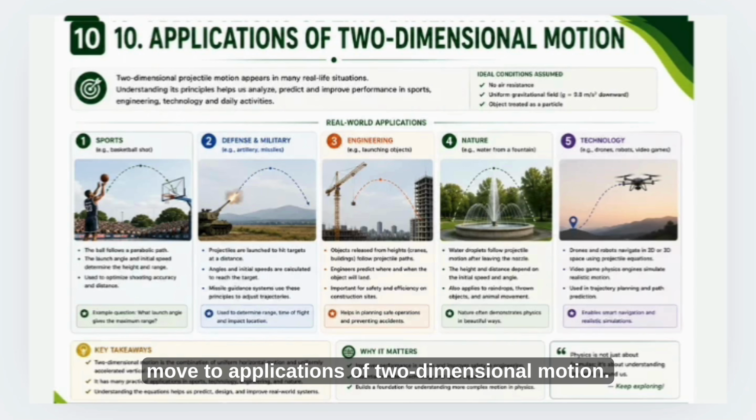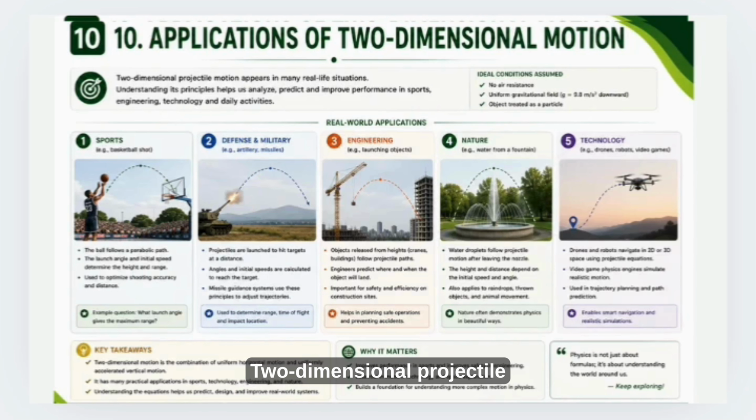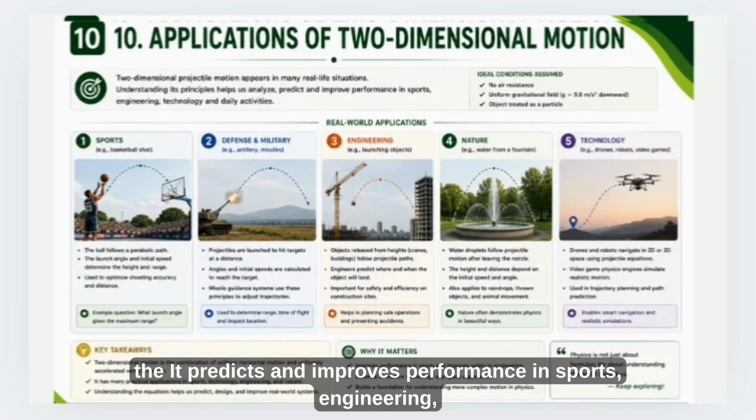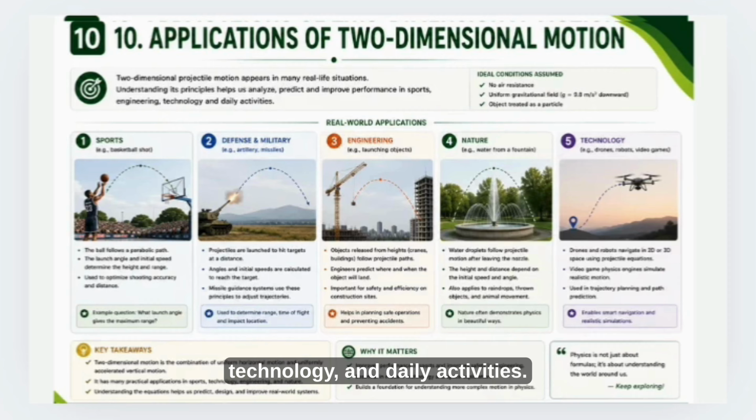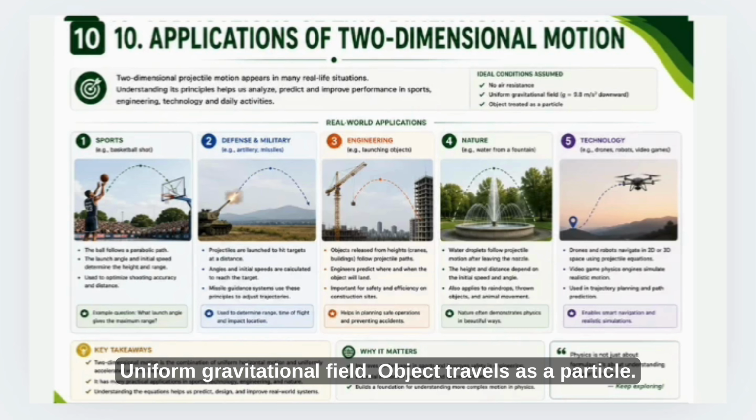We move to applications of two-dimensional motion. Two-dimensional projectile motion appears in many real-life situations. Understanding its principles helps us analyze, predict, and improve performance in sports, engineering, technology, and daily activities. Ideal conditions are assumed because they are not really real. The assumptions: there is no air resistance, a uniform gravitational field, and the object travels as a particle.